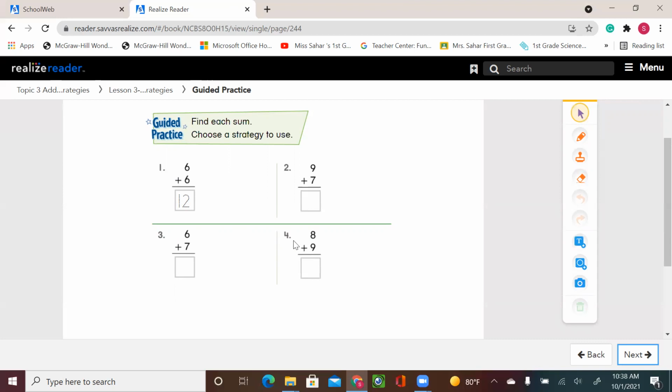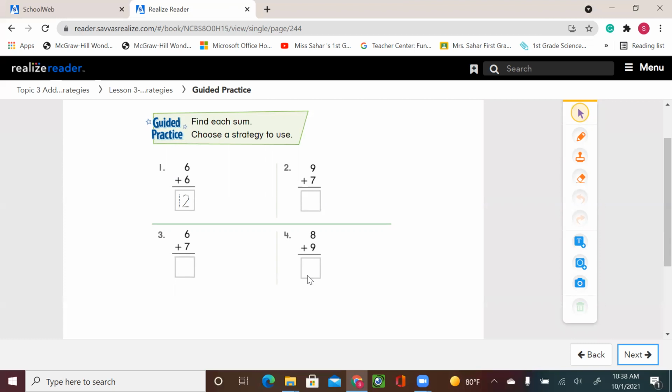Also for number 4, I can use near doubles because it's easier and I can do it. So I know my double facts, 8 plus 8 is 16. And I know that 9 is 1 more than 8. So 8 plus 9 is 17.